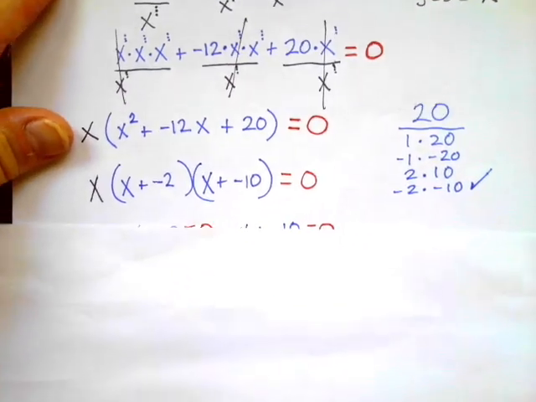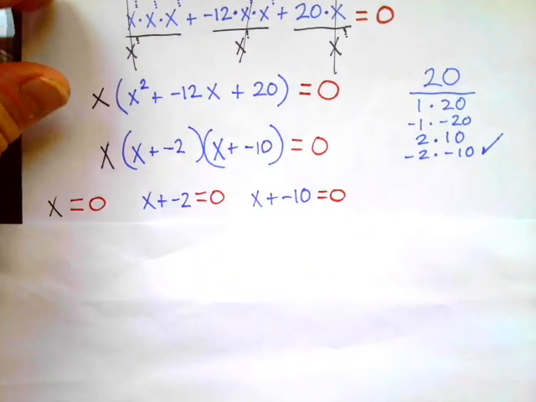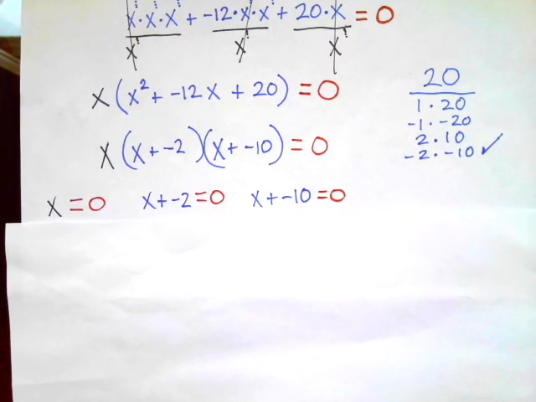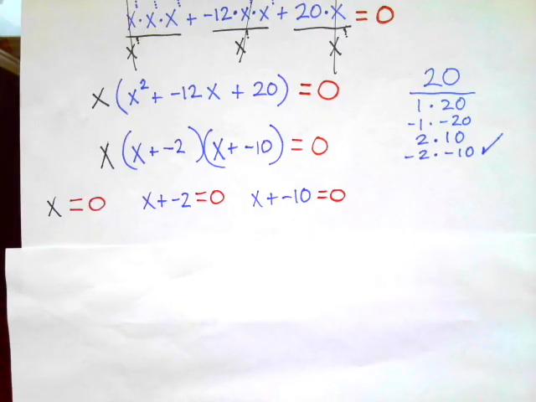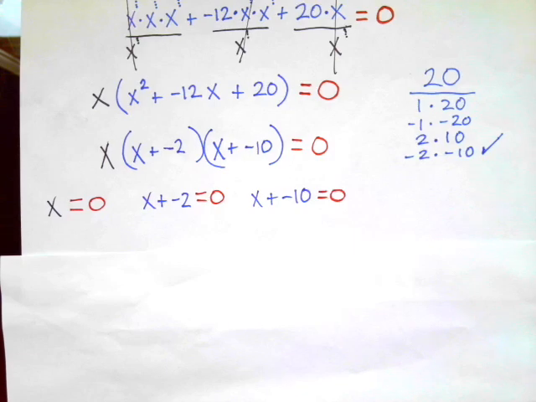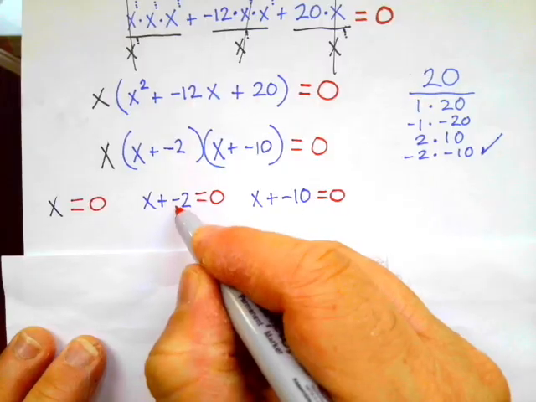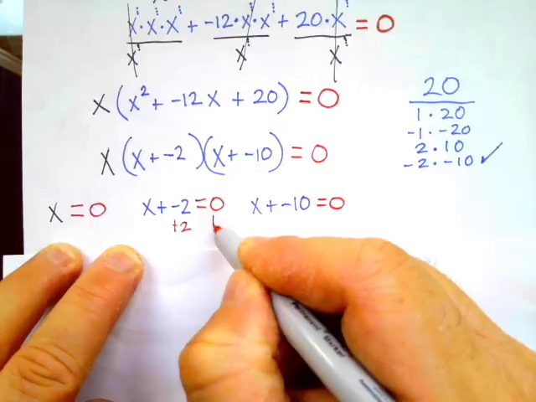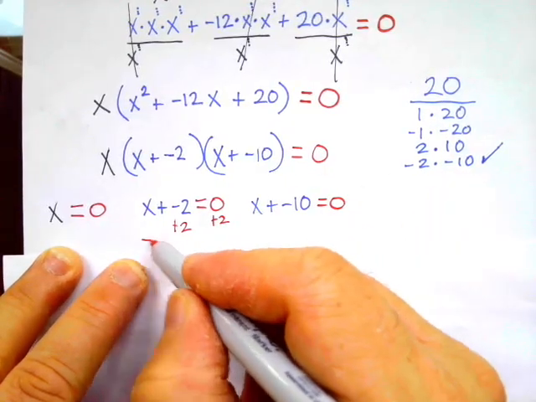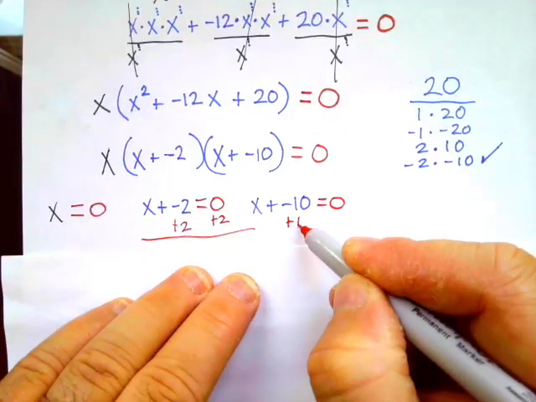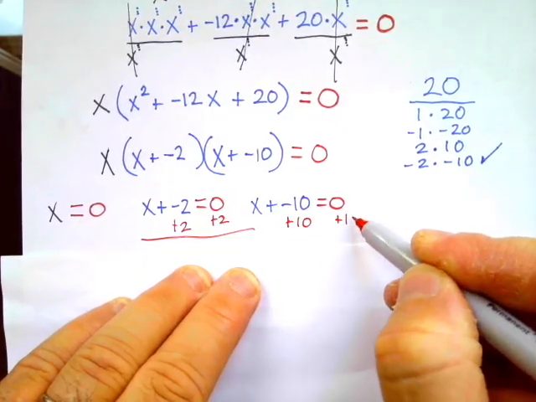So let's take a look. What does that look like? X equals 0, x plus a negative 2 equals 0, and x plus a negative 10 equals 0. So I've already solved for x here. X equals 0 there. So let's go ahead and solve for x. What's the opposite of a negative 2? That's a positive 2. Uh-oh, my pens are dying. And then what's the opposite of a negative 10? It's a positive 10.